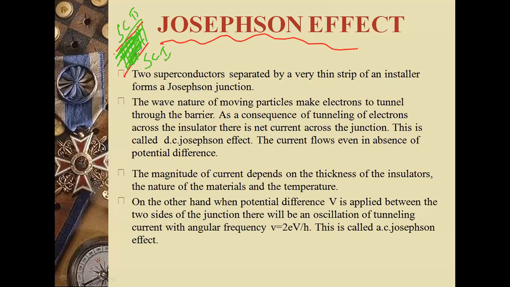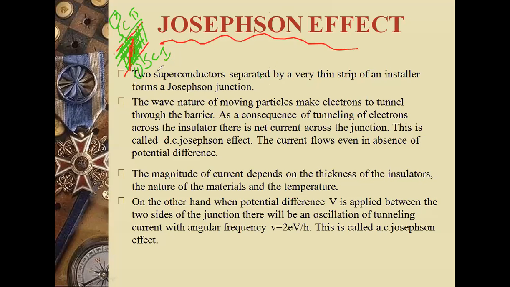And there is a chance of tunneling of electrons from 1 to 2. So an electron can move from 1 to 2, even though there is a barrier. Tunnel means they pass through this material.